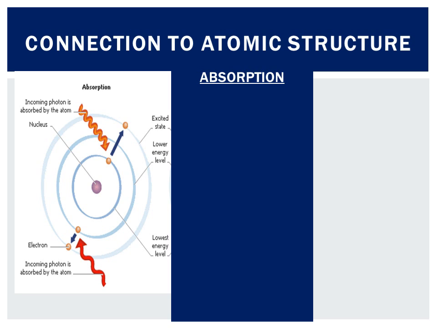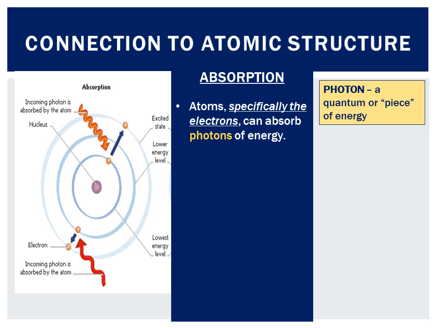We're going to connect it real quick to atomic structure and build on this idea tomorrow in class with our lab. So first, absorption. It's the idea that atoms, specifically the electrons, can absorb photons of energy, where a photon is defined over to the right here as a quantum, which in layman's terms is a piece of energy.